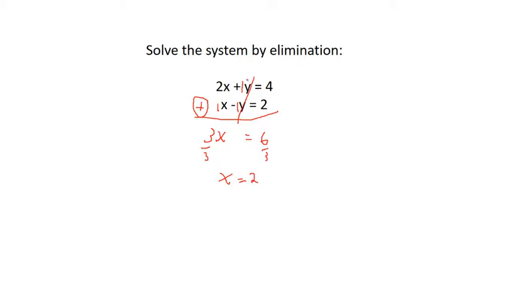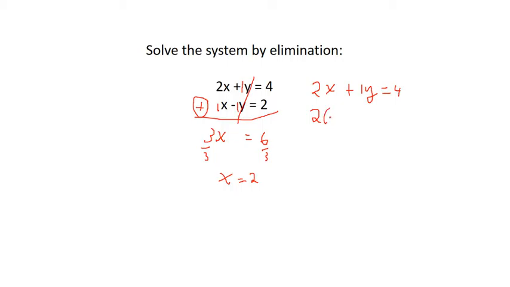Now we have to go back and plug in this x value into one of the equations and find the value of y. It doesn't matter which equation you choose, you will end up with the same answer. So I'm going to pick the first equation, 2x plus 1y is equal to 4. The reason I picked this equation is because we have a positive 1y, so I'm trying to save a step.